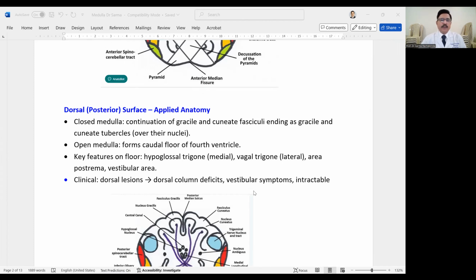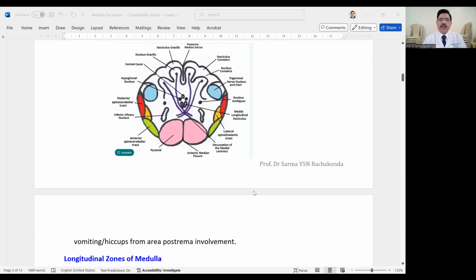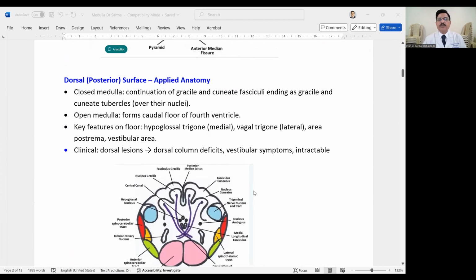Okay, key features of the floor: hypoglossal trigone, which is medial, and vagal trigone, which is lateral, area postrema, and vestibular area. Clinical: dorsal lesions will produce dorsal column defects, vestibular symptoms, and intractable vomiting and hiccups from the posterior involvement. So whenever you have dorsal column involvement, the dorsal part of the medulla is involved, and dorsal column defects will be there.